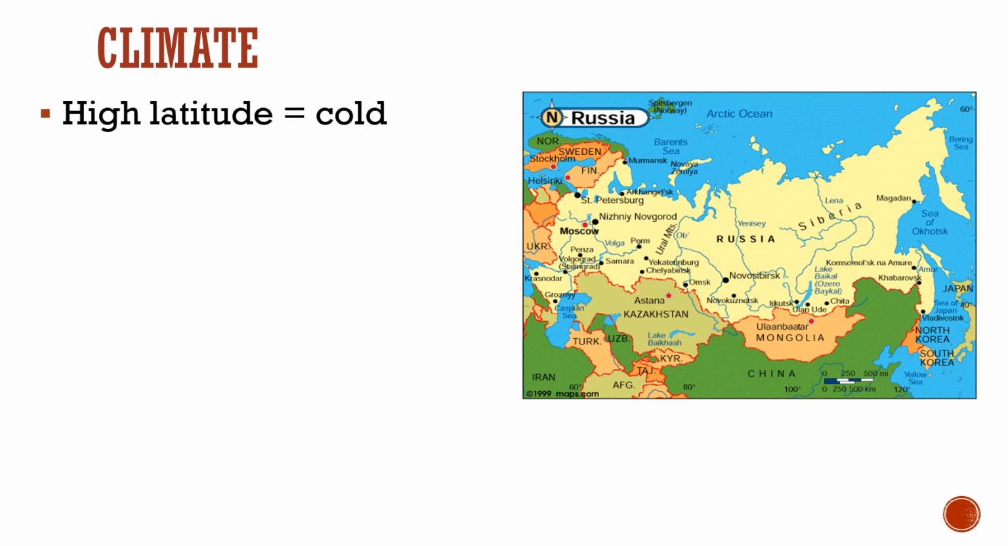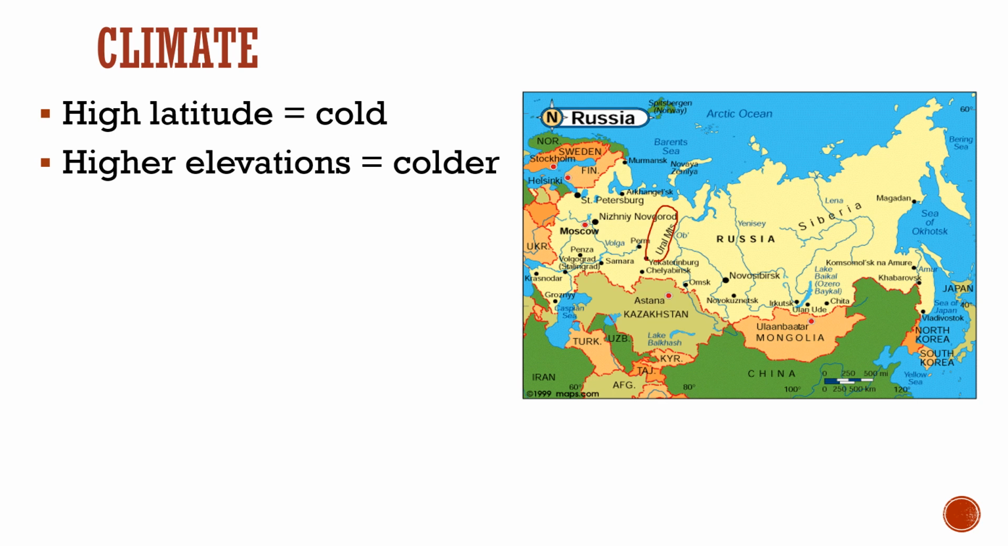Now, as far as the climate, there are high latitudes, very close to the North Pole. That equals the very cold climate that's going to be seen. Higher elevations, of course, are going to be even colder. So we think about those Ural Mountains, and then the other mountains more on the eastern part of Russia.